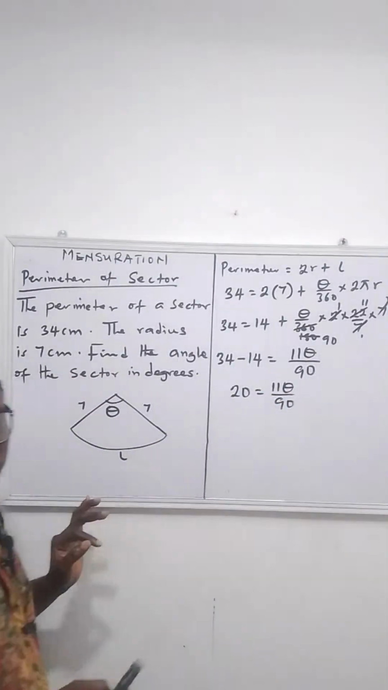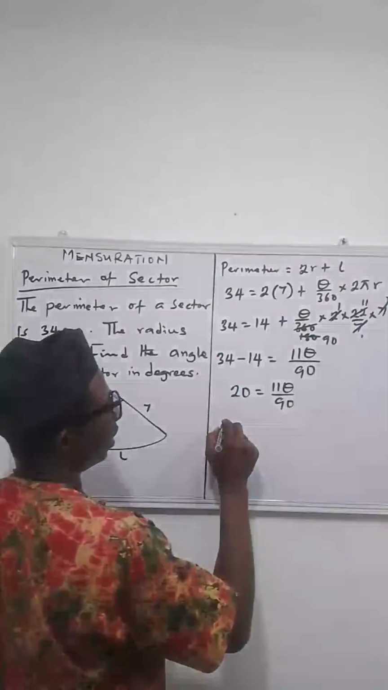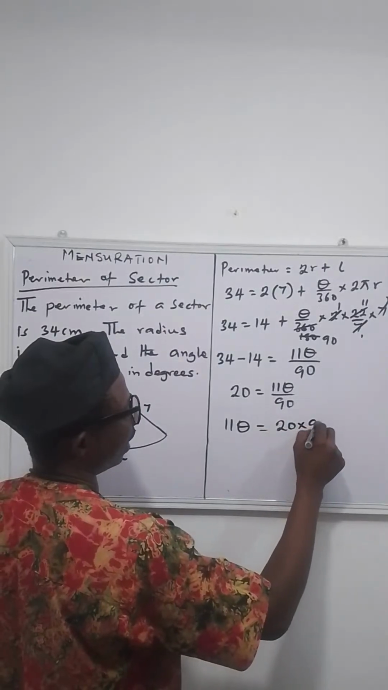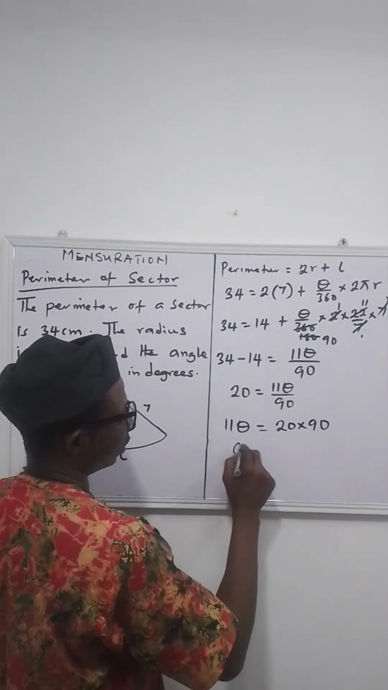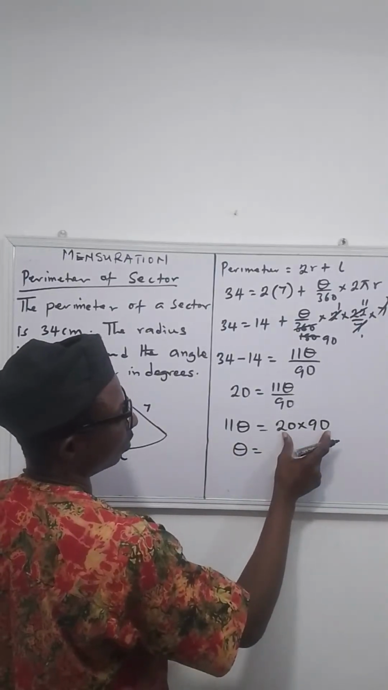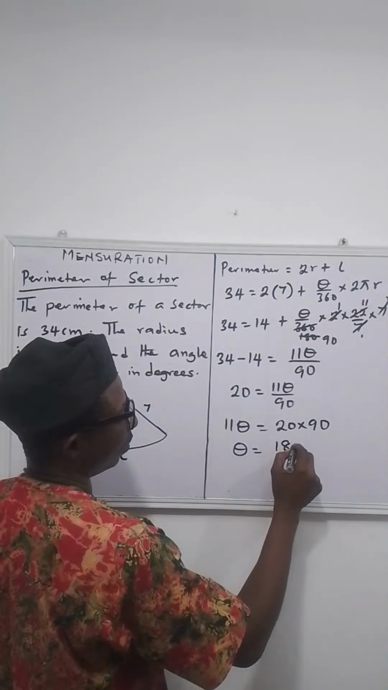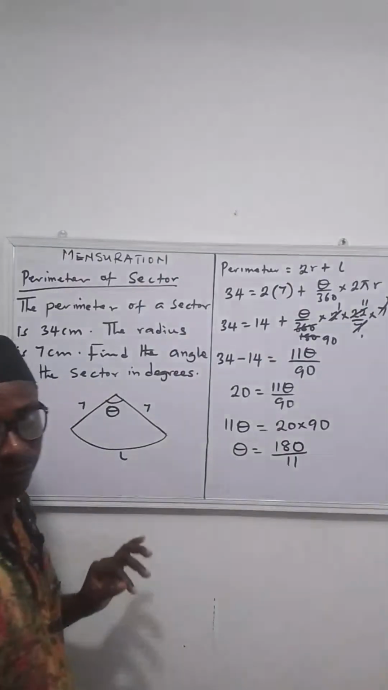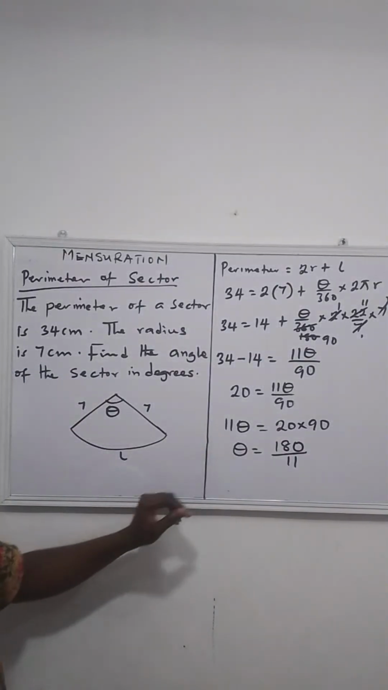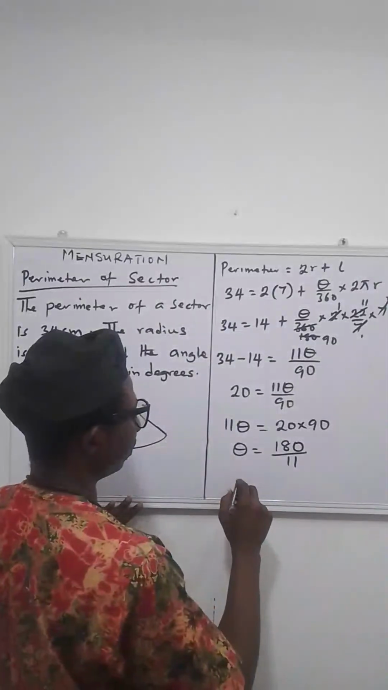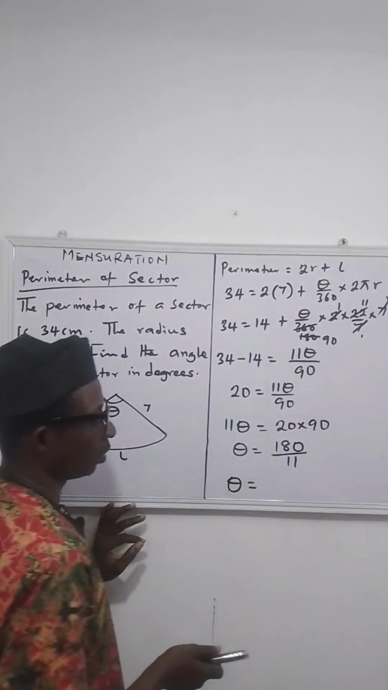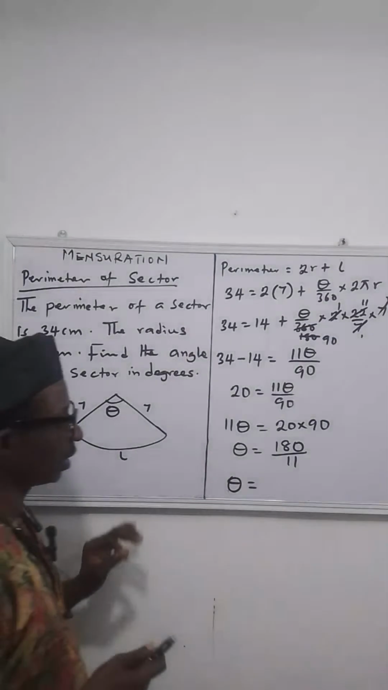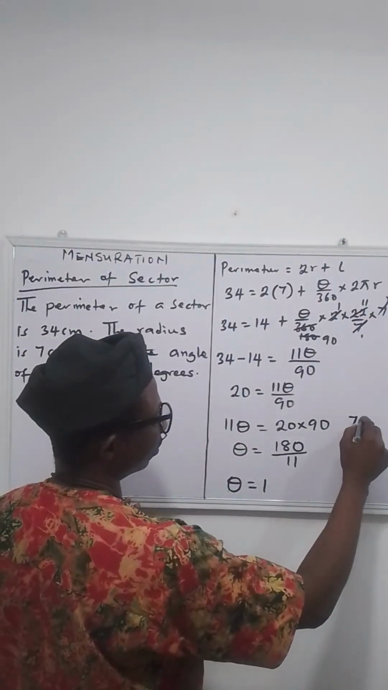So here you can cross multiply. You have 11 theta equals 20 times 90, and you have theta equals, now when you multiply this together, that's 1800 over 11. You also divide both sides by 11. So now you have theta equals, what do you have? 11 goes in 180, that is 1, it remains 7.